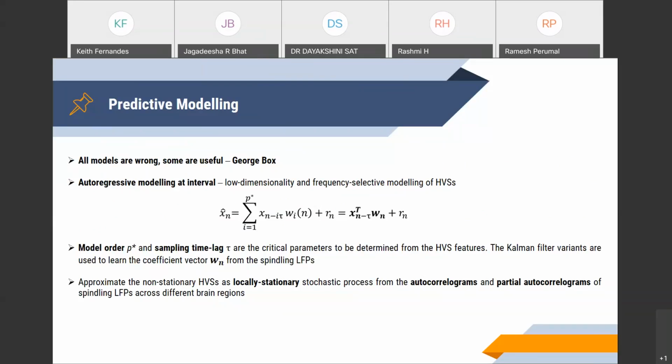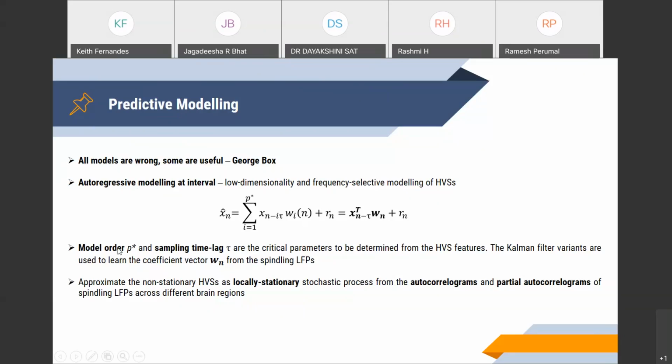the target features. Here, in this problem, our target is to detect the high voltage spindle. So you could devise a predictive model that learns only the features of high voltage spindles, because here I don't care about the non-HVS oscillations. I just care about whether the segment is HVS or not. So if I learn the features of high voltage spindle, I need to design a frequency selective model. That is the purpose of autoregressive modeling at interval.